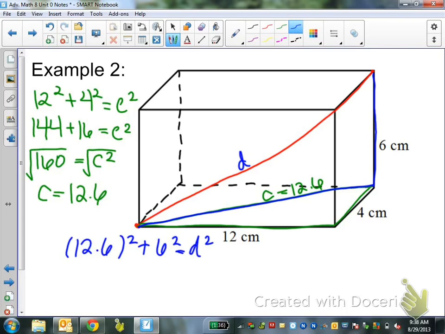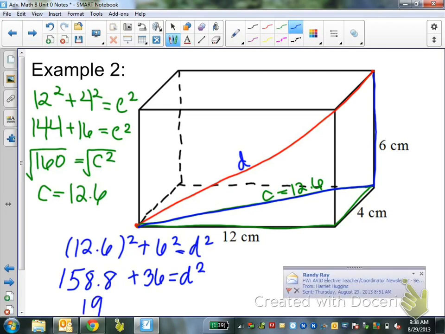What did you all get for 12.6 squared? 158.8. Okay, yeah, make sure that you round correctly or your answer is going to be off. So remember, you always look at the one to the right. If it's 5 or greater, you round up. If the number to the right is less than 5, it stays the same. Plus what? 36 equals D squared. What's 158.8 plus 36?